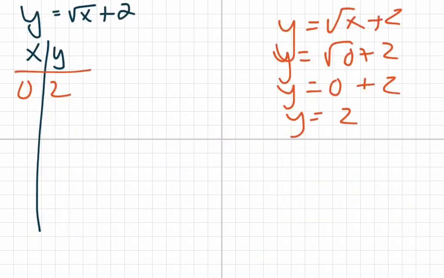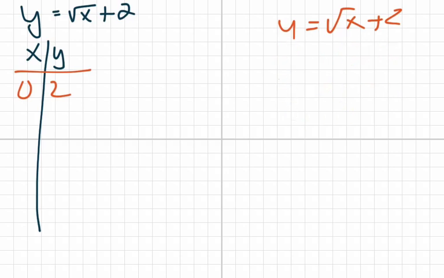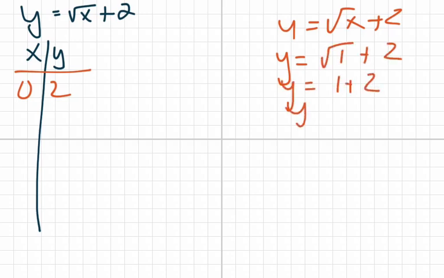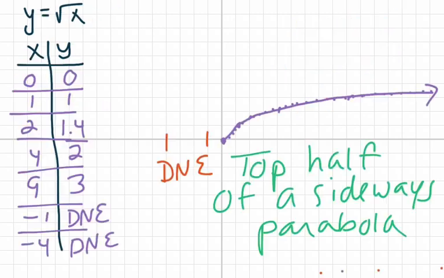If I plug in a 1, we'd have y equals the square root of 1 plus 2. The square root of 1 is 1. And now I have 3, which is 2 more than what I had over here. So instead of 1, 1, now I have 1, 3. And that's just going to keep going.